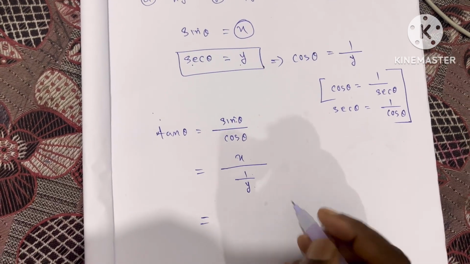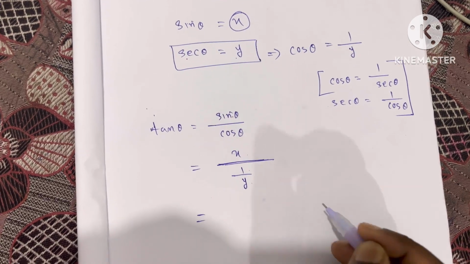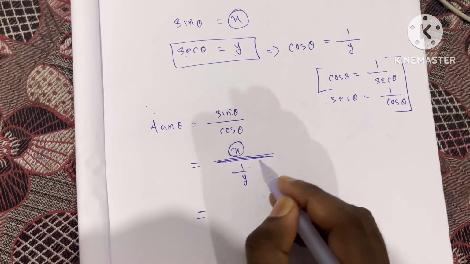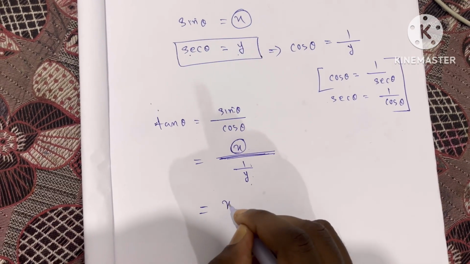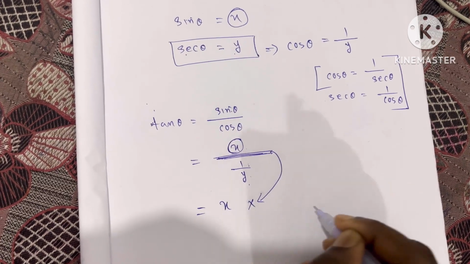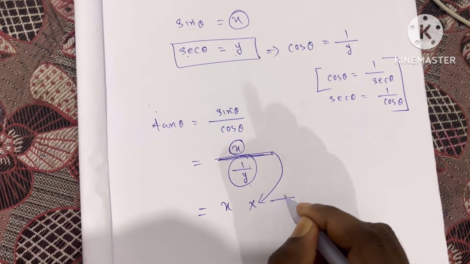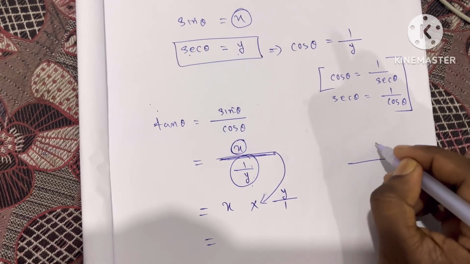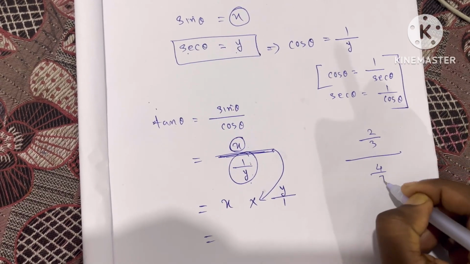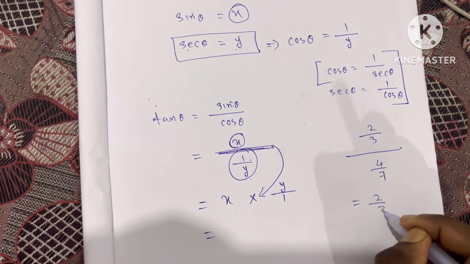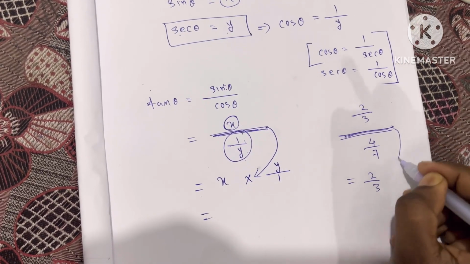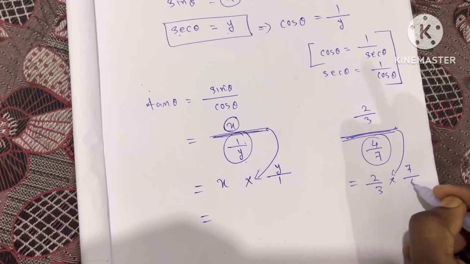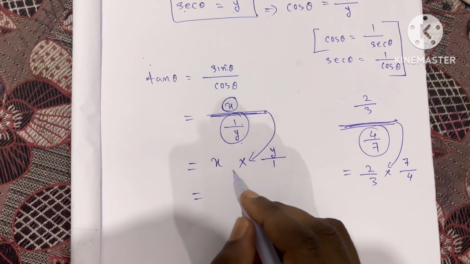So if you divide a fraction by a fraction, you have to use the reciprocal. This is x, the numerator, and this is the denominator. So first you write x, in place of divide you write multiply, and this will be the reciprocal, y by 1. Because if you divide 2 by 3 by 4 by 7, first you write 2 by 3, then in place of divide the multiply symbol comes, and 4 by 7 becomes 7 by 4. Okay.